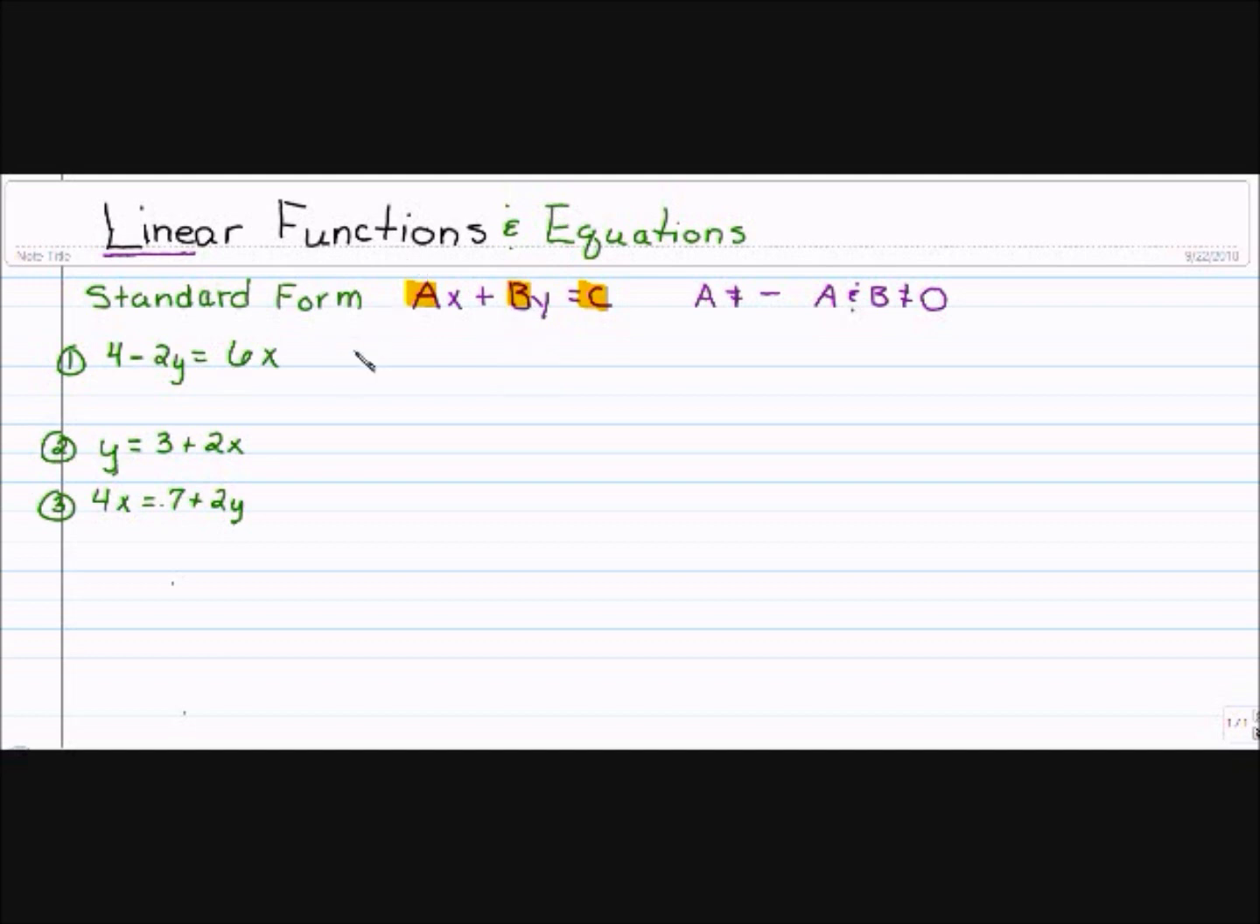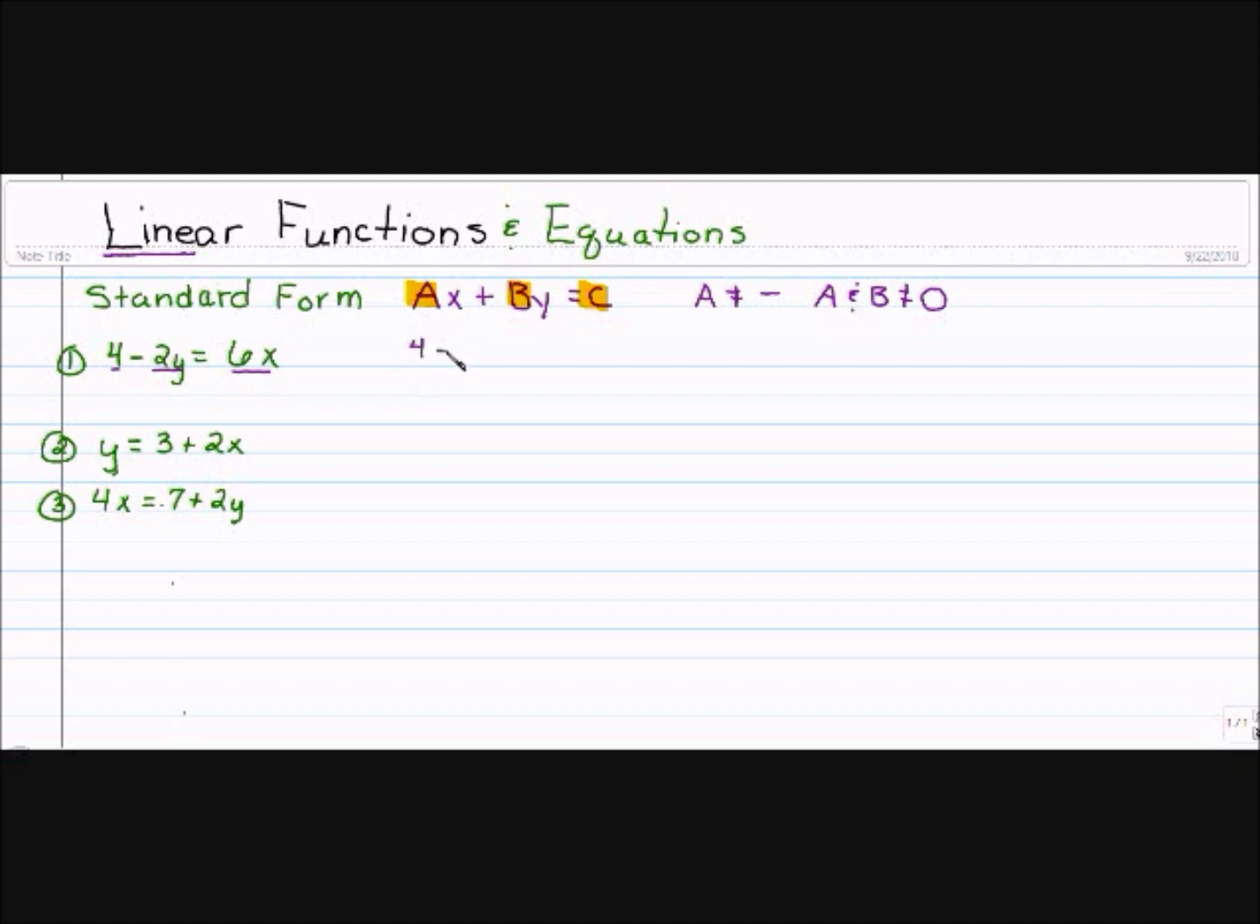Let's take a look at the first example. I have 4 minus 2y equals 6x. There's a checklist in your head you should go through. 1. Do I have a number and the variable x? Yes, I do. Right here. Do I have a number and the variable y? Yes, I do. Do I have a number with no variable? Yes. So now this is linear. Now I need to put it in standard form.